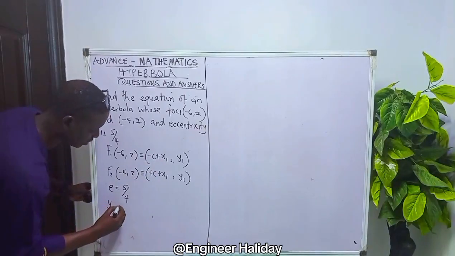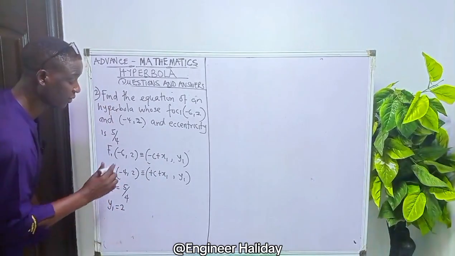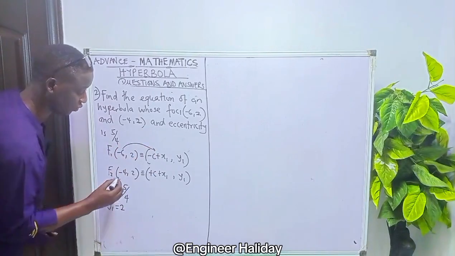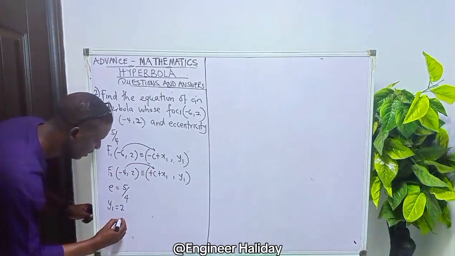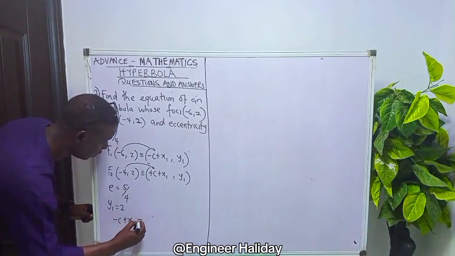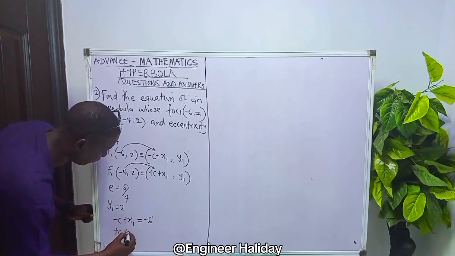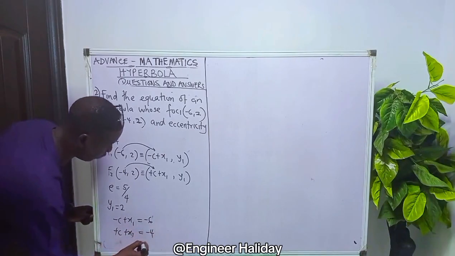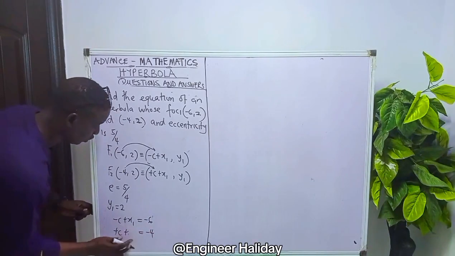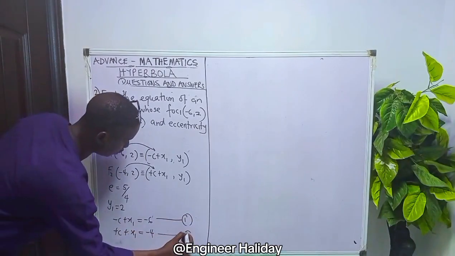Now look at the board. Our y1 can now be equal to 2. Now to get our x1, we have to solve simultaneously. Equate this one to this, and this one to this, and let's see what we have at the end of the day. -c + x1 equals -6, and c + x1 again equals -4. Let's call this one equation 1 and this one equation 2.